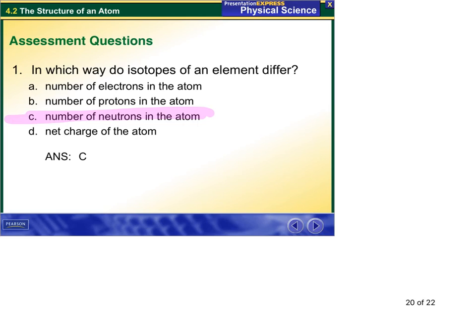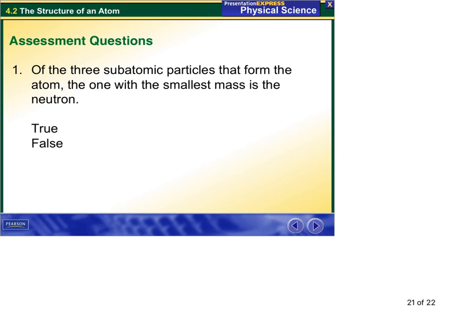Isotopes have the same number of protons, they have the same number of electrons, and the charge on an atom is always 0, so that doesn't change for any atoms. True or false: of the 3 subatomic particles that form the atom, the one with the smallest mass is the neutron. Hopefully an easy question for you. That's definitely false. It's the electron.